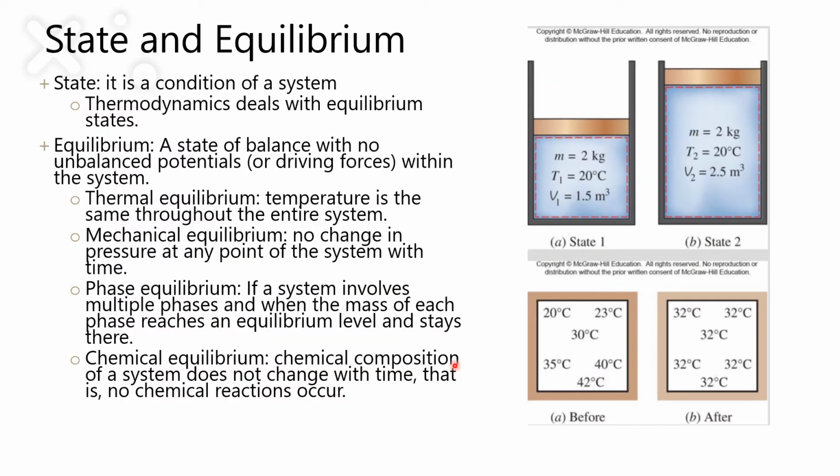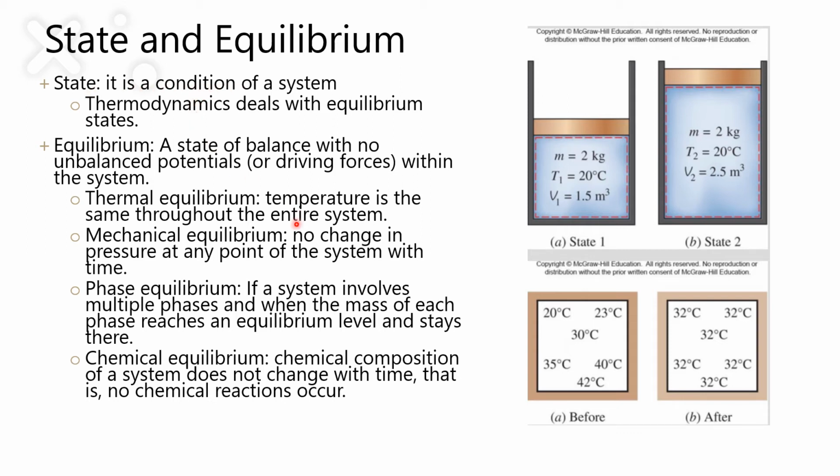Let's define what is state and equilibrium. Consider a system not undergoing any change. At this point, all the properties can be measured or calculated throughout the entire system, which gives us a set of properties that completely describes the condition or the state of the system. Meaning, the state is a condition of a system.